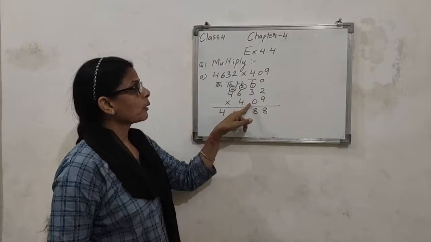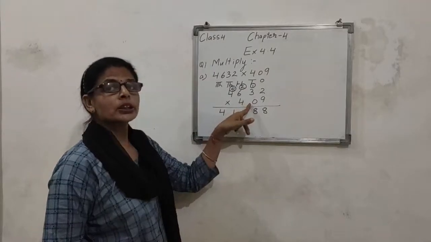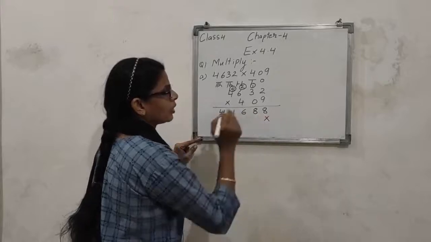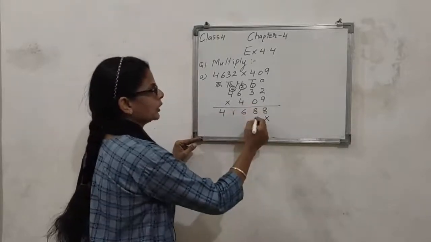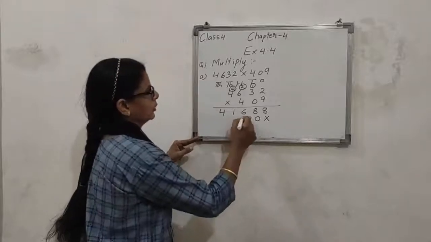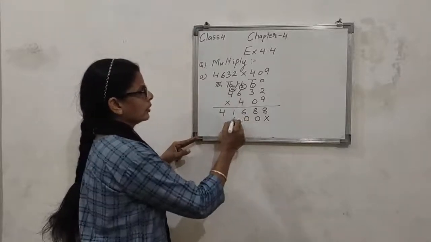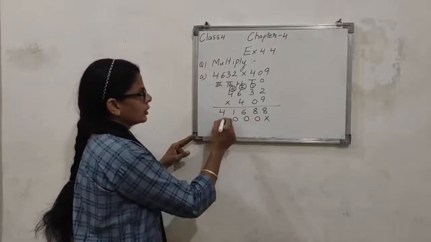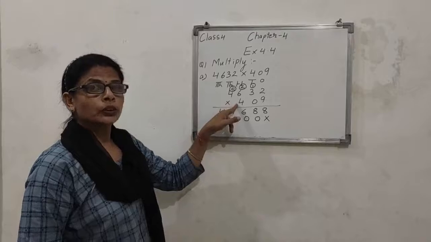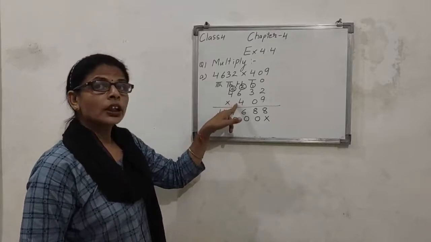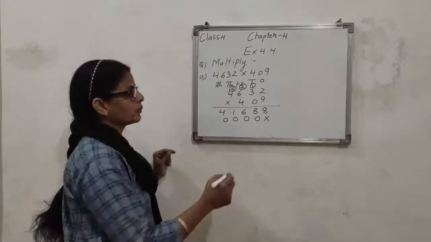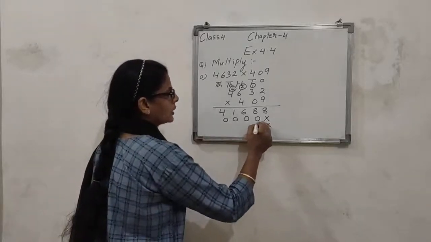Now we have to multiply by the tens place. Tens place is 0. So we'll replace ones place by cross or 0. 0 2s are 0 only. 0 3s are 0. 0 6s are 0 only. 0 4s are 0. Now we have to multiply by 4, which is on the hundred place. So we have to replace ones in the tens place by cross or 0.